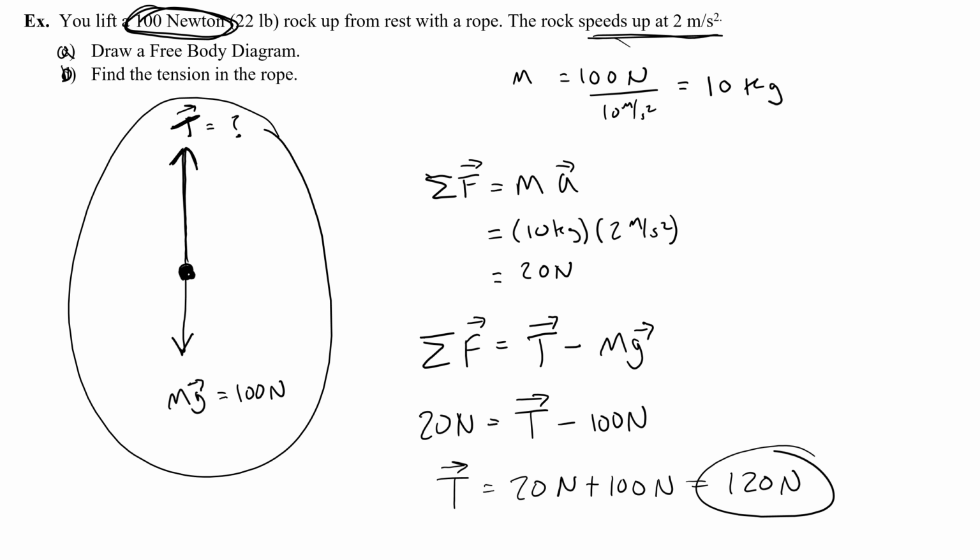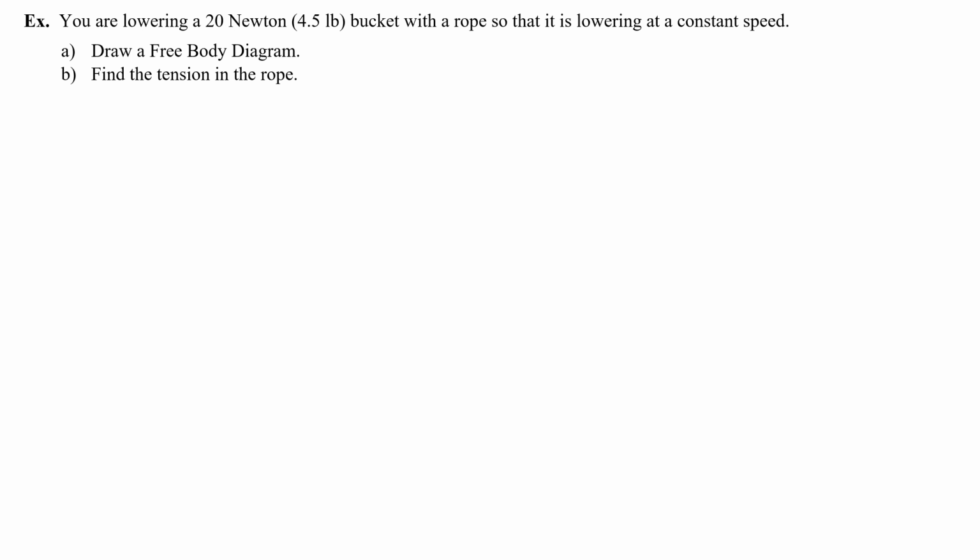Okay, great. Let's do another problem. You are lowering a 20 newton bucket, and 20 newtons is about 4.5 pounds of force, or weight, with a rope so that it is lowering at a constant speed. Draw a free body diagram and find the tension in the rope.